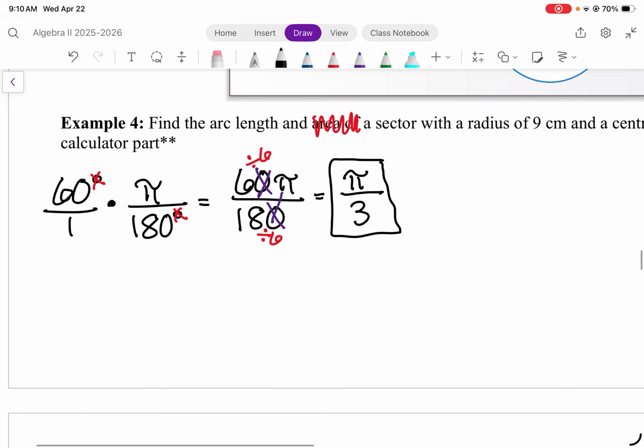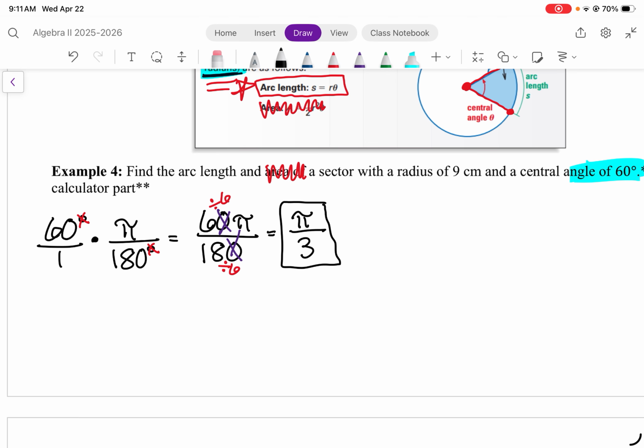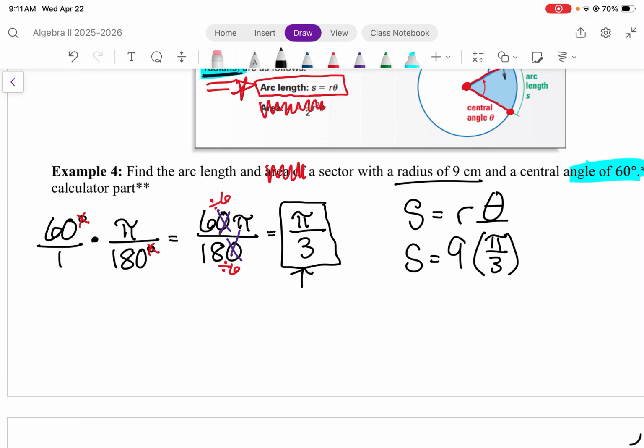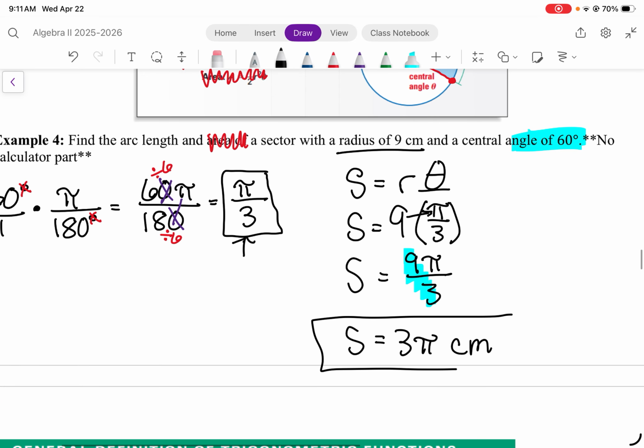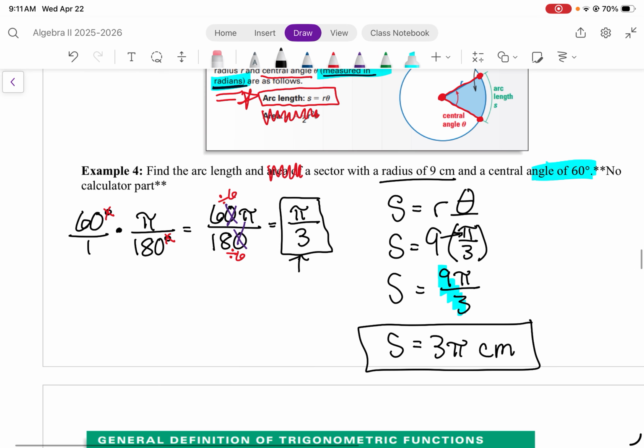Once we have that, now that it's in radians, we can find the arc length, which is the formula S equals R theta. So the arc length S is going to be equal to our radius of 9 multiplied by our angle theta, which we found to be pi over 3. When you multiply a whole number by a fraction, it gets multiplied by just the top. So we would have 9 pi over 3. And then we can simplify 9 divided by 3, and that is going to equal 3 pi. This is a length, so if we were to label it, it would just be centimeters, not squared, because it's not an area. And that is your final answer.